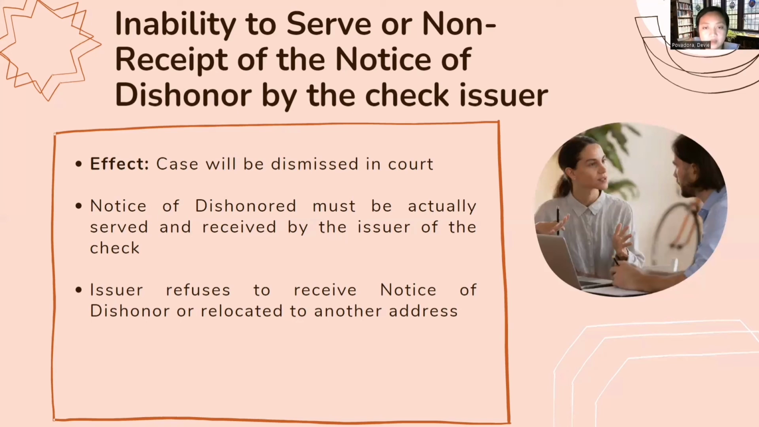It is not enough for the prosecution to prove that a notice of dishonor was sent to the accused. The prosecution must prove the actual receipt of such notice, and a problem arises when the issuer refuses to receive the notice of dishonor or has relocated to another location.